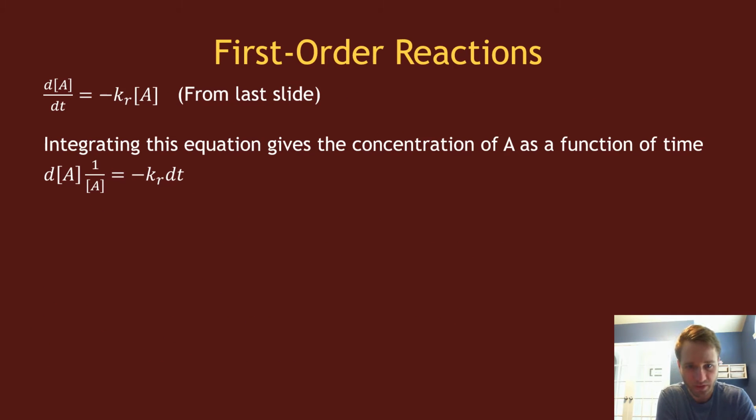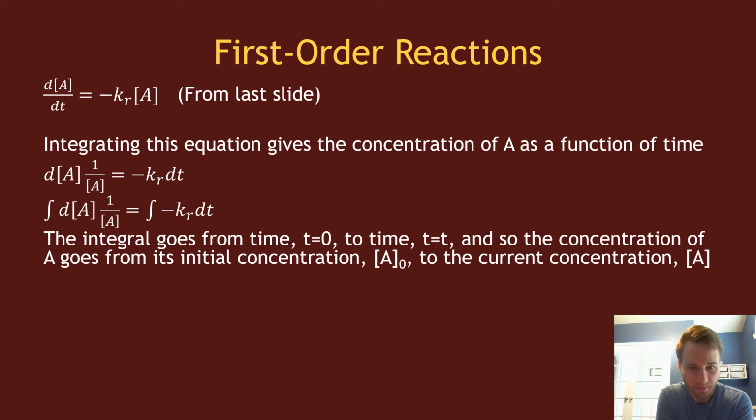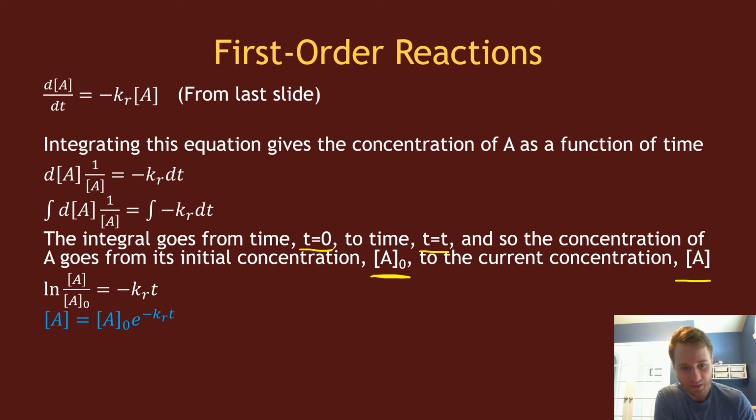That differential equation, just a first order differential equation, is easily solved, integrated out, and we're integrating from some time 0 to some time t, where we have an initial concentration A naught to some final concentration A. And we do that integral, we get ln of A over A naught equals negative kt, okay?